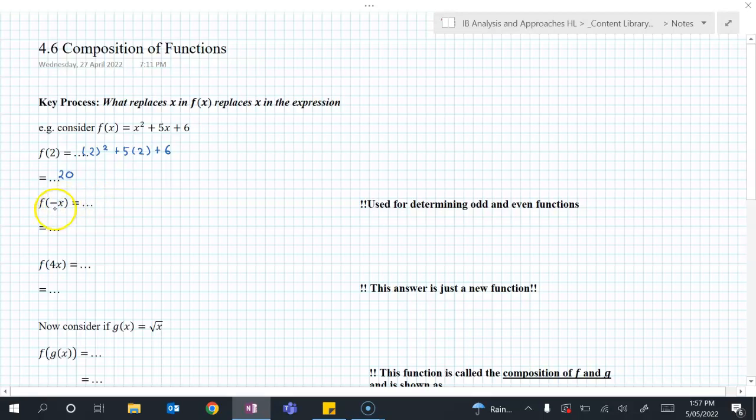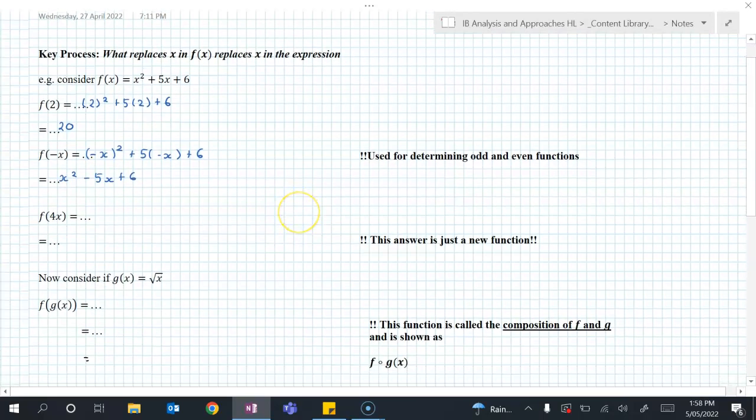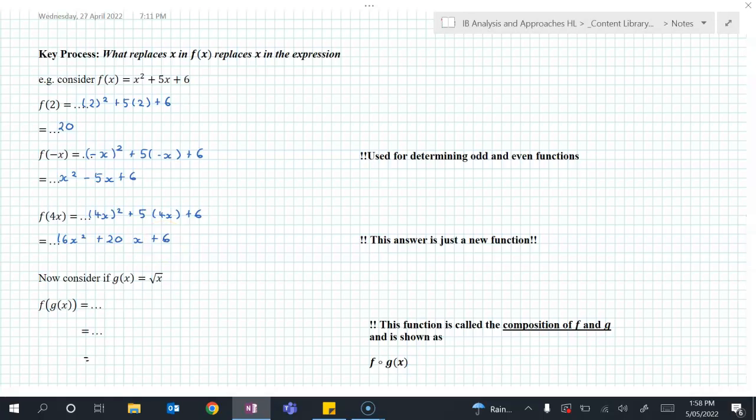Negative x replaces x in f of x, so it replaces x in the expression. So I'll do that, and then I get negative x squared, which is just x squared, plus 5 times negative x, which is take 5x plus 6. And then 4x is going to replace the x, so it'll be 4x squared plus 5 times 4x plus 6, so that'll be 16x squared plus 20x plus 6. And here all I've got is just a new function. f of 4x is just a function.